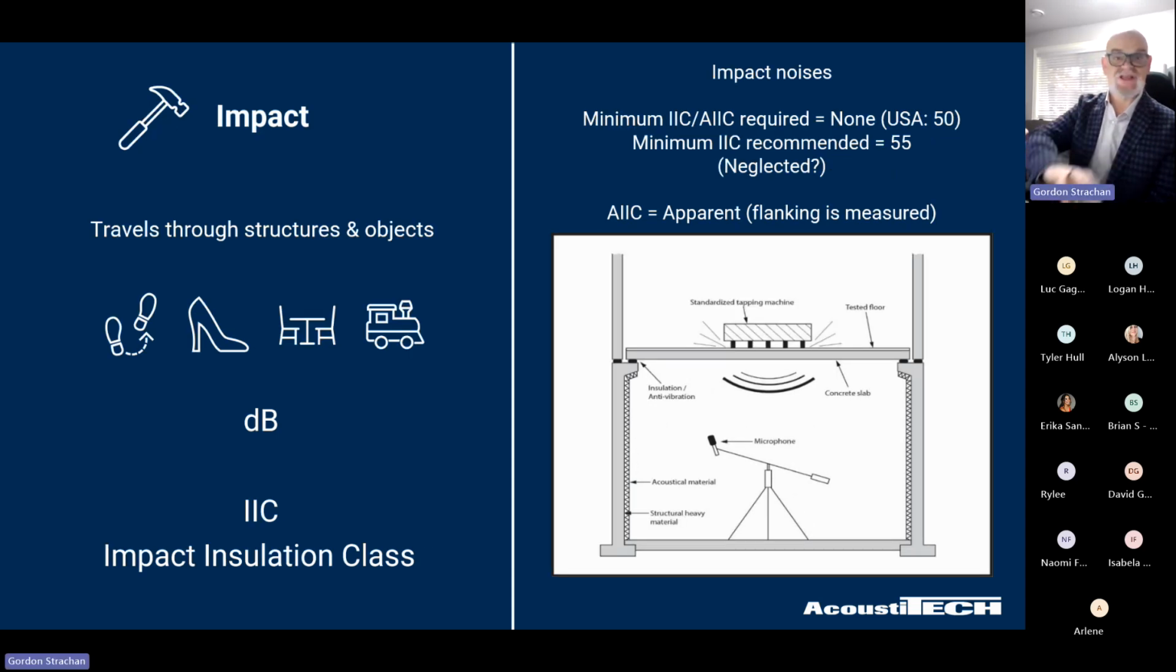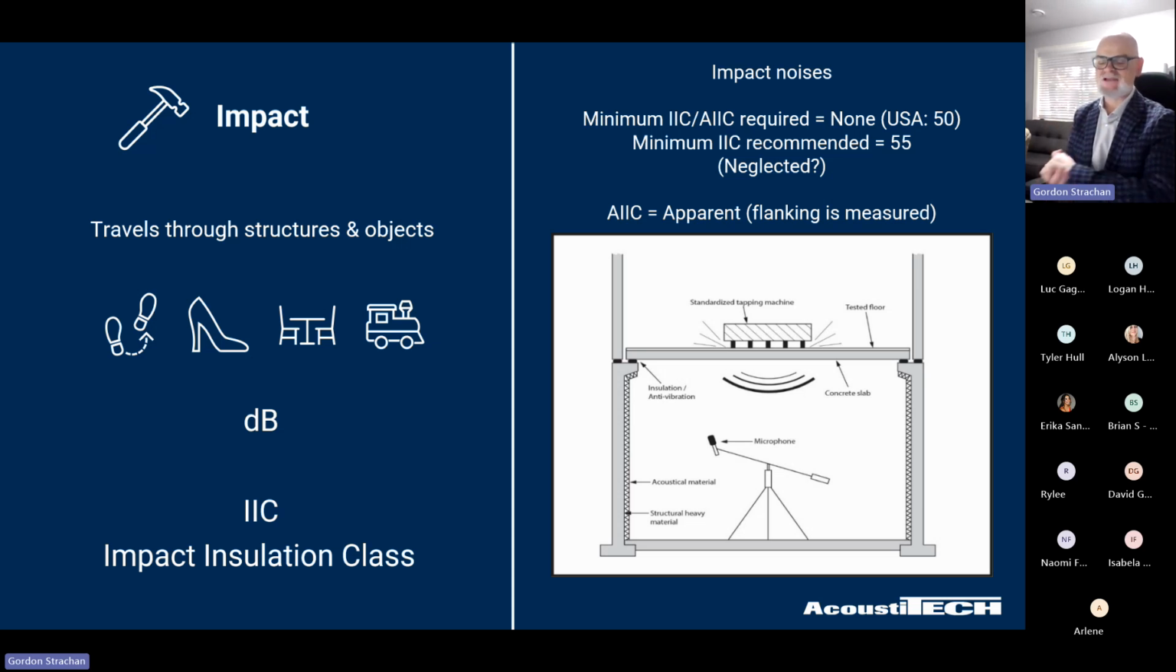Impact noise. So this is the other side of the coin. We talked sound transmission. Now we talk impact, right? We were talking about that banging being something that happens quite frequently. Footfall, chairs dragging, things like that. That's impact noise.